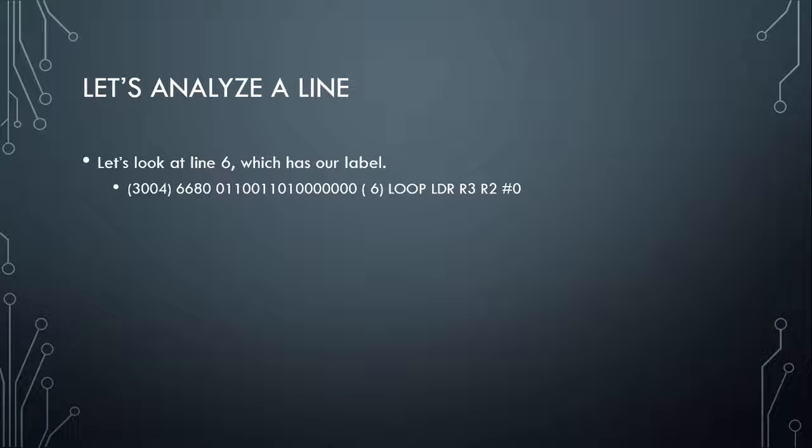So let's go ahead and analyze that line of code. If we look at that line of code there, you can see it's quite complex. Look at 3004, 6680, 011001 101 000000, parentheses 6, loop, LDR, R3, R2, #0. Whew, that's a lot. So let's start with the 3004. This is the address where the instruction will be located in memory.